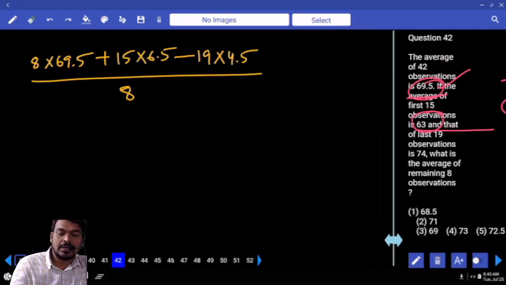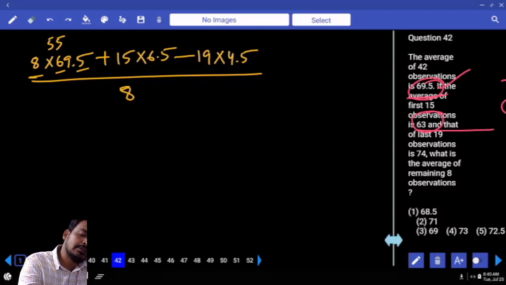8 into 69.5. 8 into 60 is 480. 8 nines are 72, that is 552. 8 into half is 4. Total it is 480 plus 72 is 552, plus 4 is 556. Next, 15 into 6 and a half.